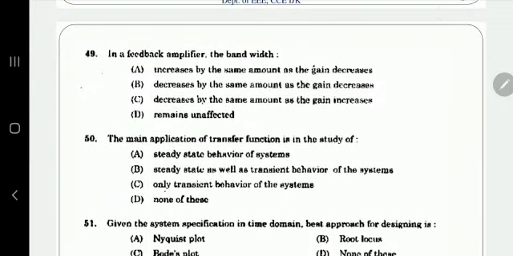In question number 49, this question also remains cancelled for PSE. So let's move on to the next question, that is question number 50. The main application of transfer function is in the study of... The transfer function study mainly helps in analyzing both behaviors, that is the steady state behavior as well as the transient behavior of a system. So the answer for this question remains B, and the answer for the 50th question is B.